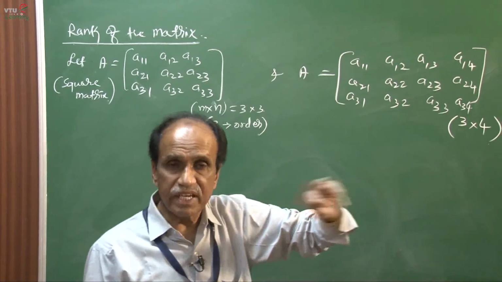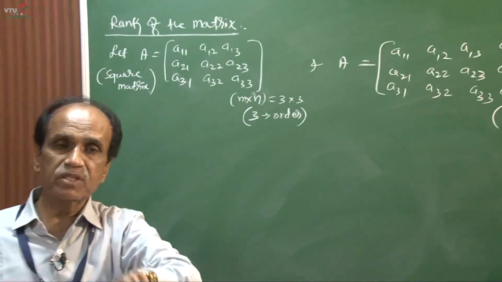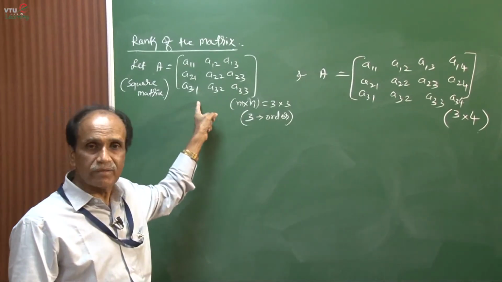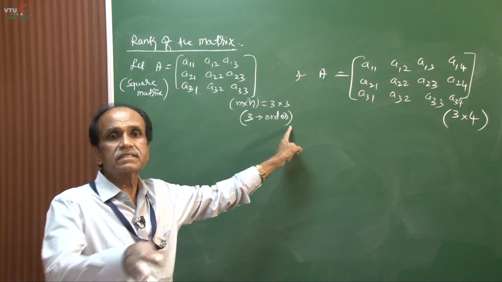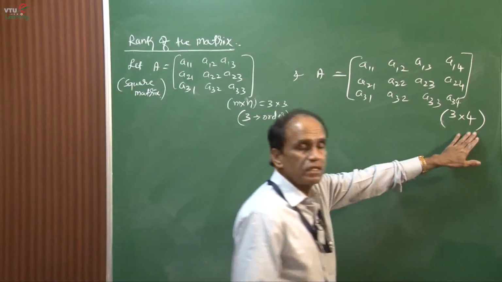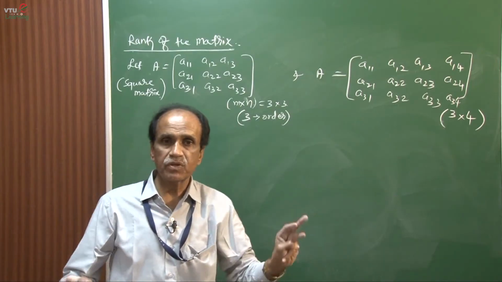Remember, in the case of a non-square matrix, the highest number will not become the order of the matrix, but in the case of a square matrix, the rank may be equal to that number or less than that number. But here rank may be equal to 3 or less than 3, not equal to 4. This point you must remember.